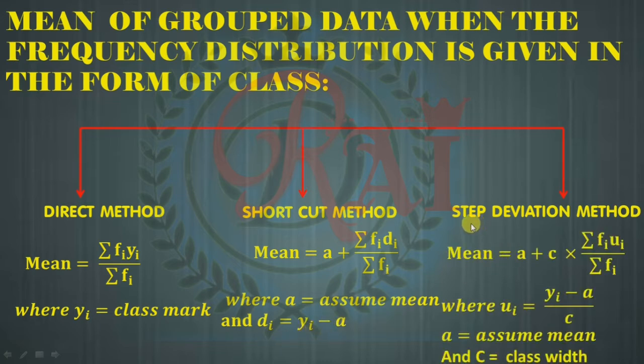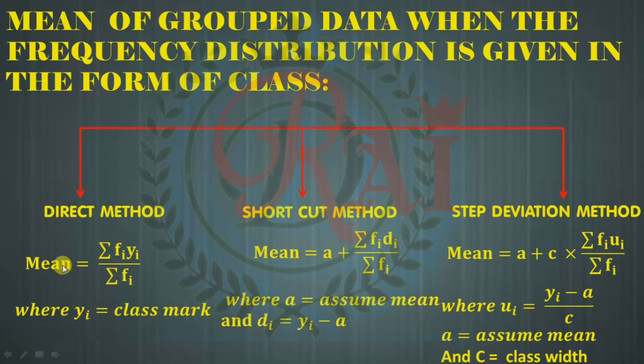In case of the step deviation method, mean equals a plus c into summation of fi ui divided by summation of fi, where ui equals yi minus a divided by c, or we can say di divided by c, because di equals yi minus a, a is the assumed mean and c is the class width.